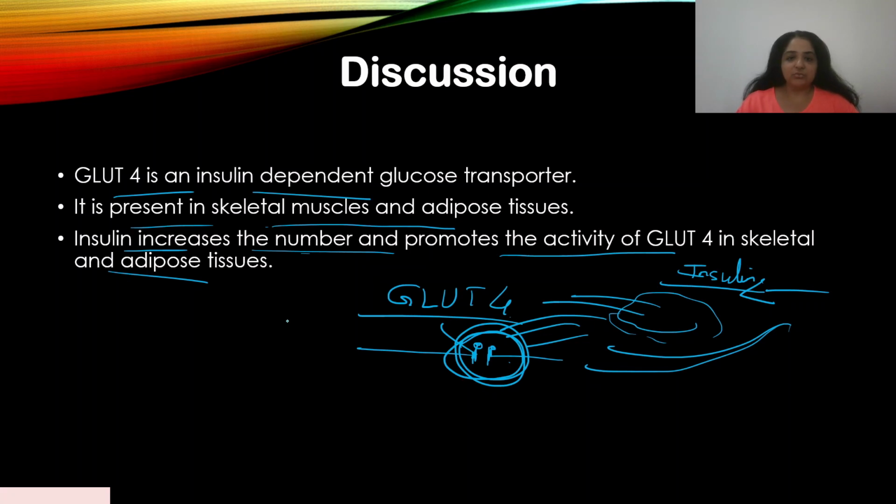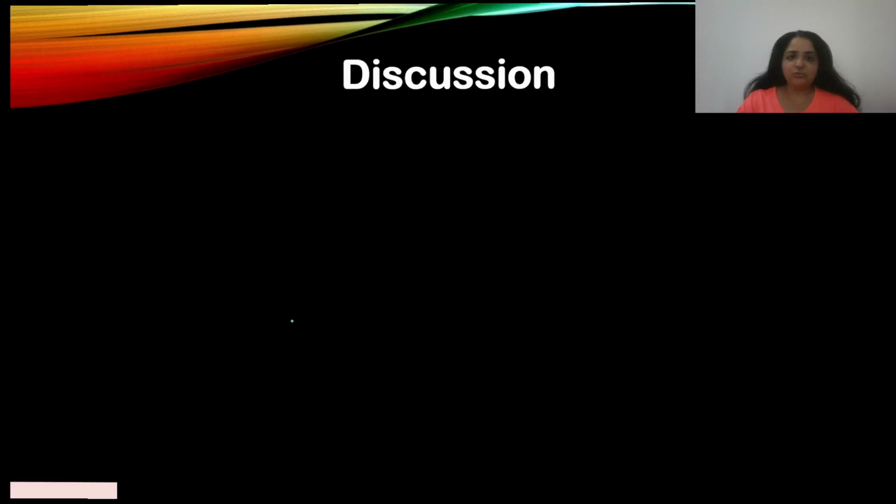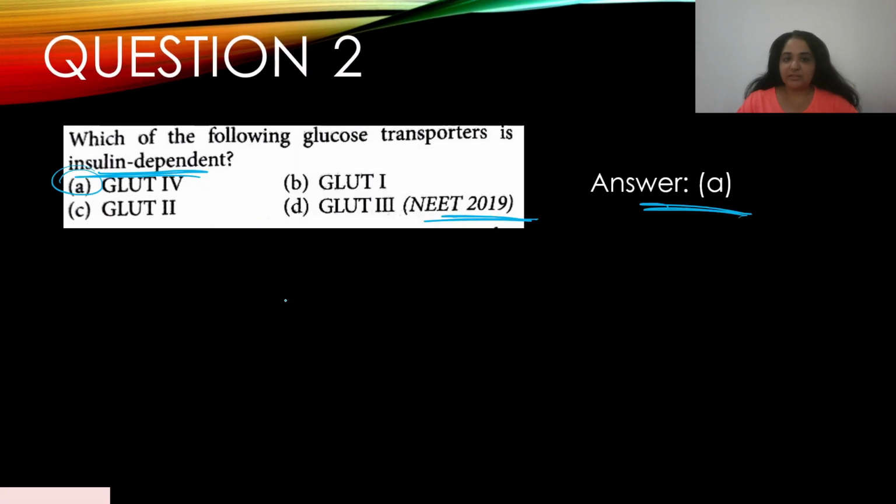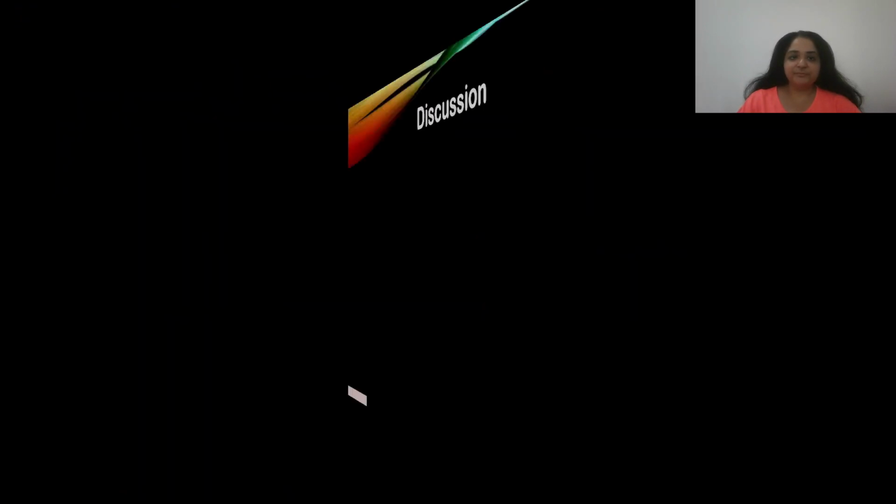Let's move on then. I guess we've answered this question. GLUT4 is there in NCERT, but they haven't really specified whether it's insulin dependent or not. But this is a good question. You should know that GLUT4 is the insulin dependent glucose transporter. All right, let's move on then.